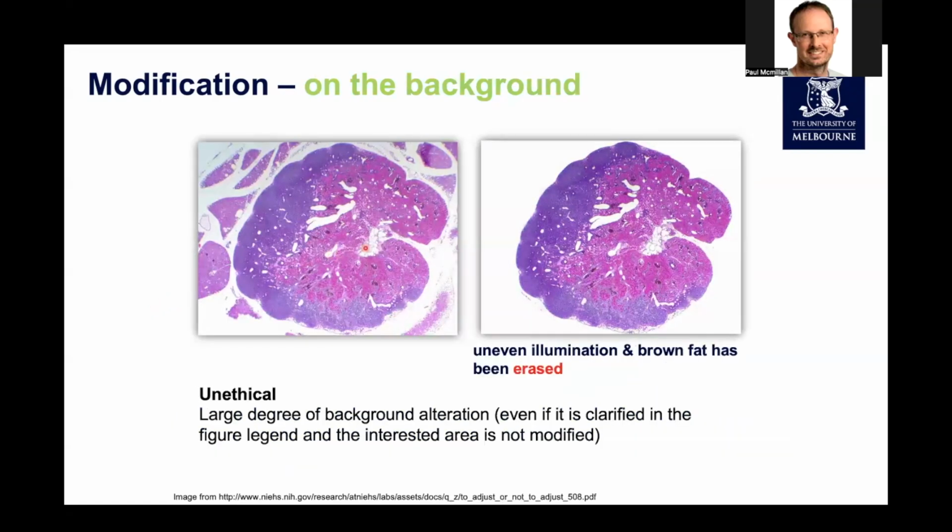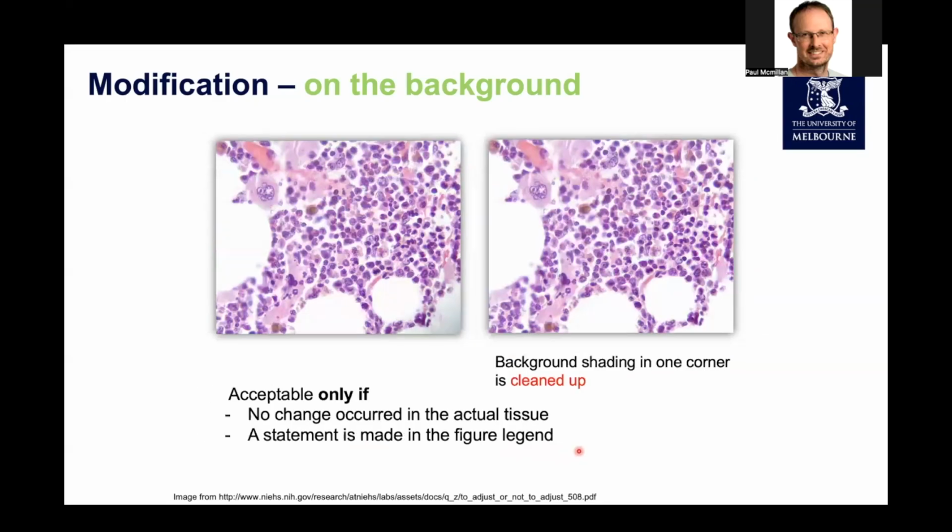Another example here is a bright field image. Here they've removed this background tissue from this data, and they've also evened up the illumination of the sample. In this case, we'd say that's unethical because there's a large degree of background alteration, even if you've clarified it within the figure legend. Oops. The last one is modification of the background.